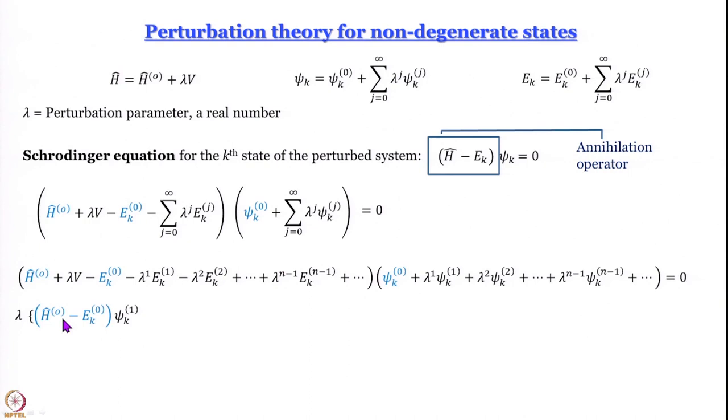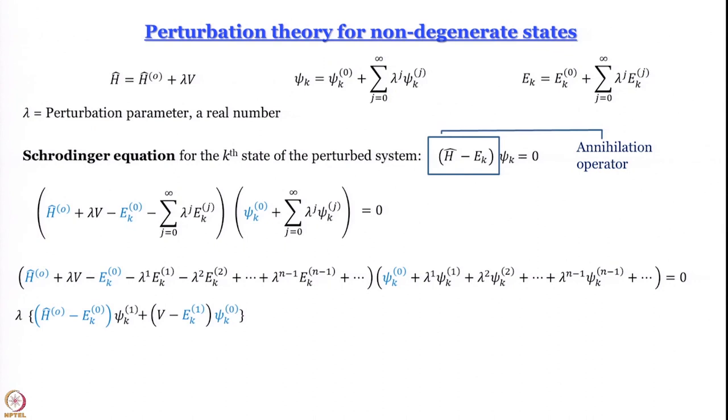Once again, as usual, please feel free to stop the video, get your pen and paper, work this out yourself. That is the only way you will understand properly. Do not try to see these modules at a stretch. Up to here, write it out, then restart. It will take a little bit of time, but then you will understand properly. Okay. But is there anything else in lambda? I have taken this, and I have written this 0th order Hamiltonian minus 0th order energy. Is there anything else that I should write?